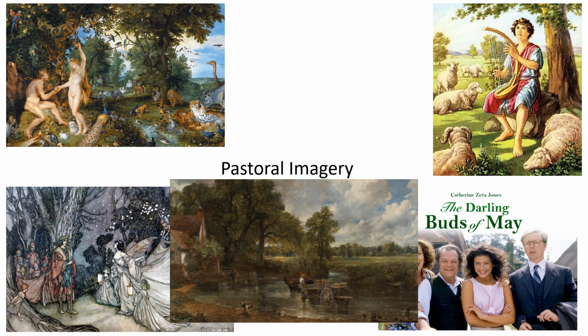And this idea was taken right into the 20th century. Maybe your parents are old enough to remember a television program called The Darling Buds of May, which is about a city person who goes to the countryside and learns what life is really all about. And of course, what life is really all about is having a good time, finding love and having fun. And that's what The Darling Buds of May is all about. The line itself is taken from Shakespeare.